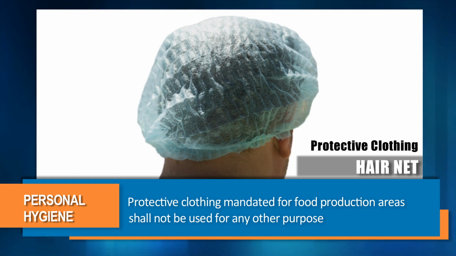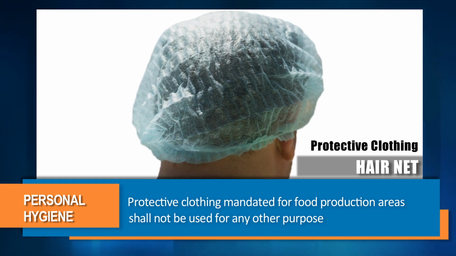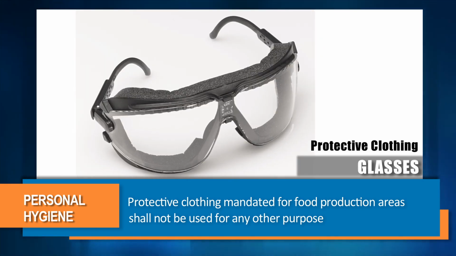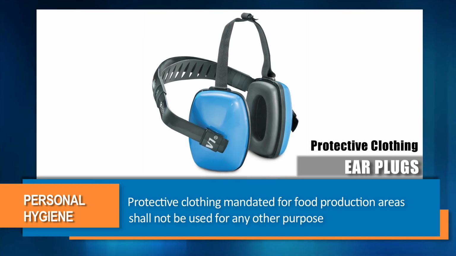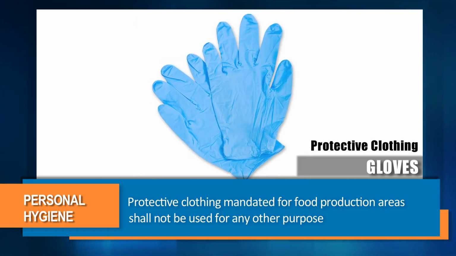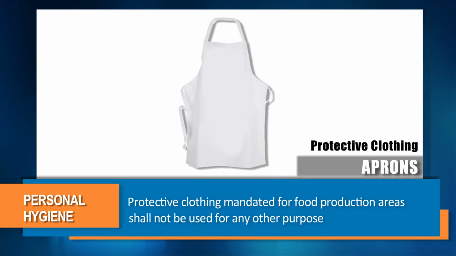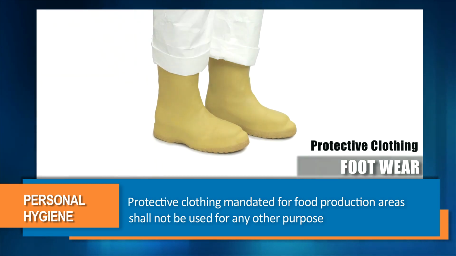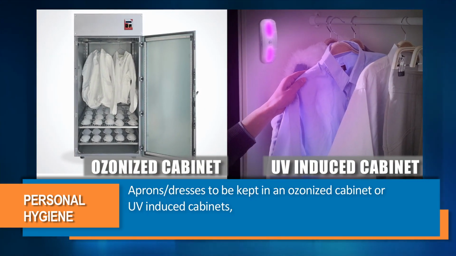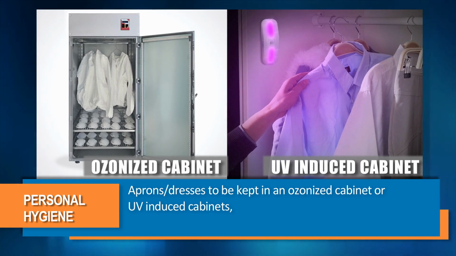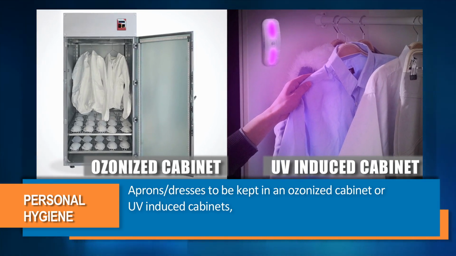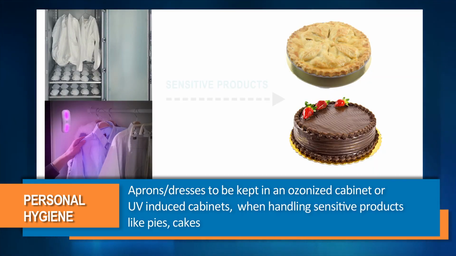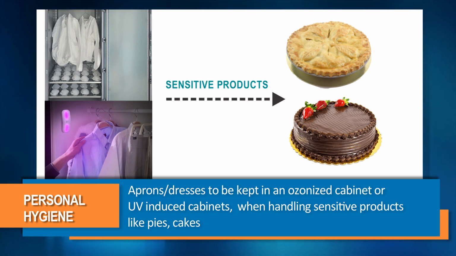Protective clothing includes hairnet, mustache net, glasses, earplugs, gloves, aprons, and footwear. The aprons and dresses of food handlers shall be kept in an ozonized cabinet or UV-induced cabinets when handling sensitive products like pies, cakes, etc.